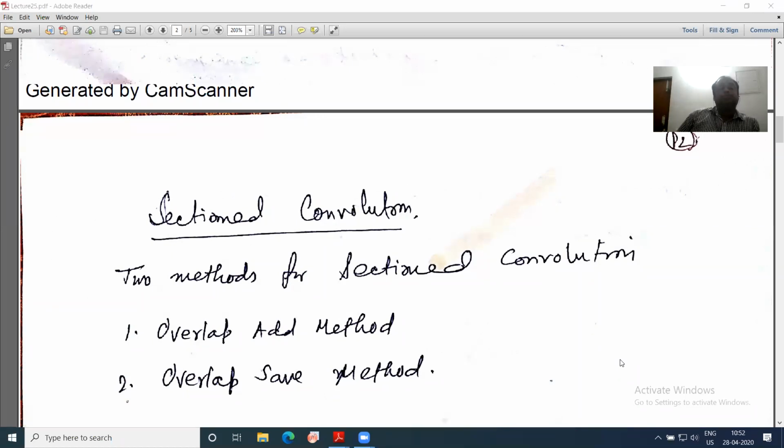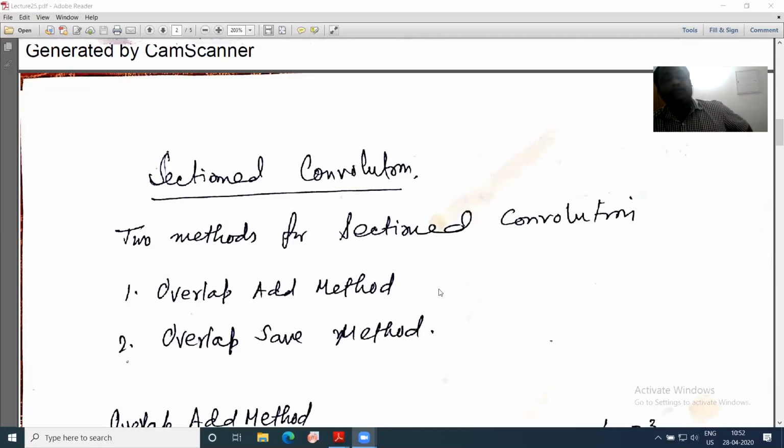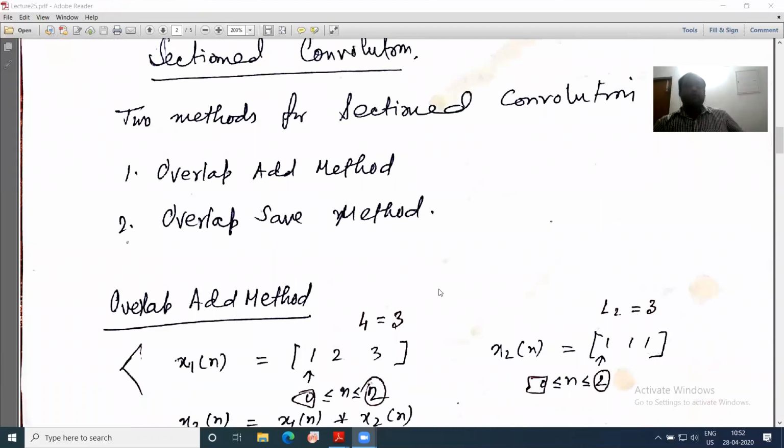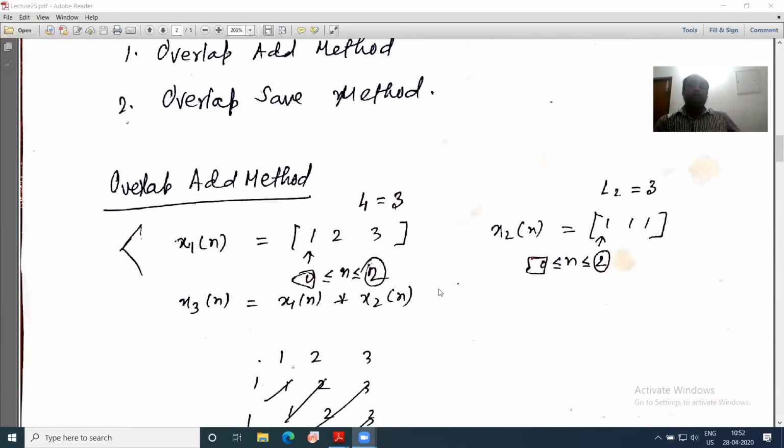Now, section convolution has two methods: one is the overlap add method, another is the overlap save method. First we will discuss the overlap add method. Before that, I want to revise linear convolution a little bit, because we studied this a little earlier.